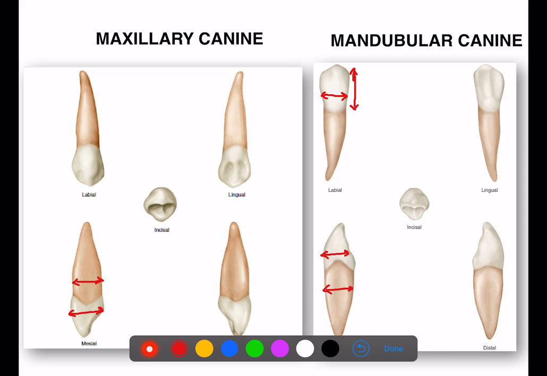The main aspects of the labial aspect of the maxillary canine are the ridges, the mesial and the distal ridges. Always remember, the mesial ridge is shorter when compared to the distal ridge. So mesial slope is shorter when compared to the distal slope in both maxillary and mandibular canines, by which you can tell whether it is a right side canine or a left side canine. Mesial slope is shorter when compared to the distal slope.